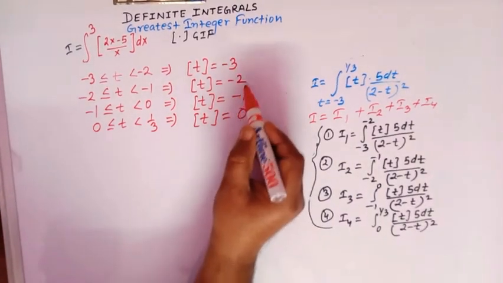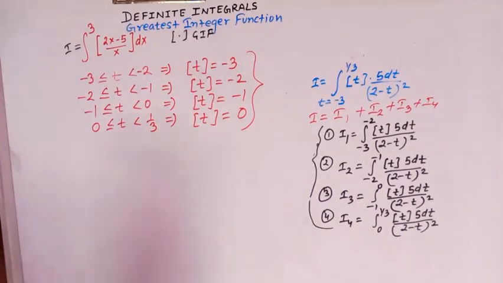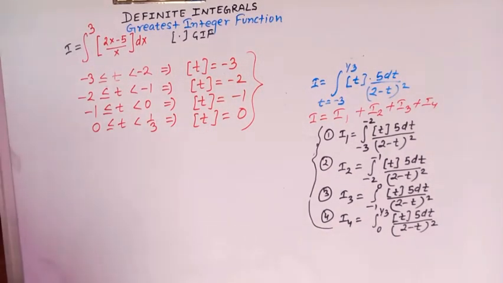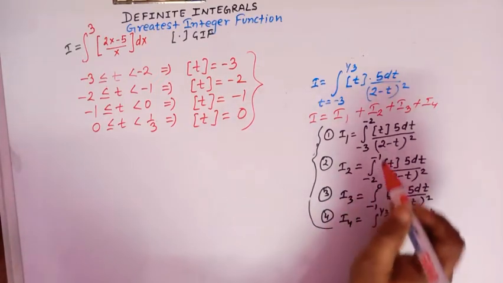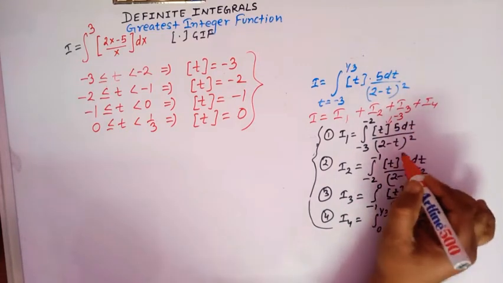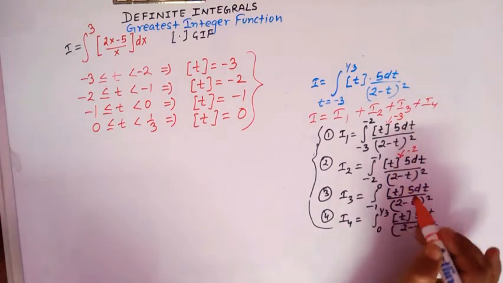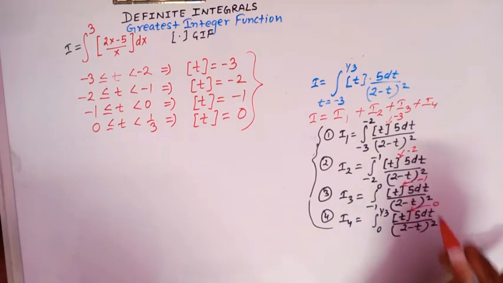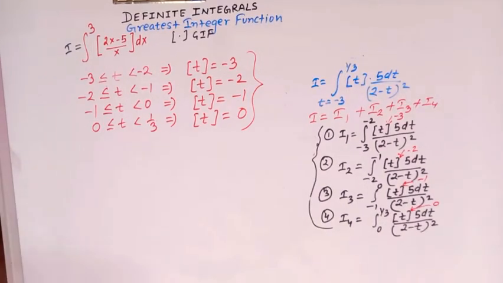These values are due to the definition of the greatest integer function, and in our earlier videos we have already dealt with that definition. So here we'll have the value -3, here -2, here -1, and here 0. Okay, now let us take these integrals one by one.